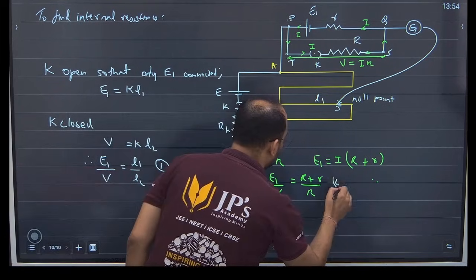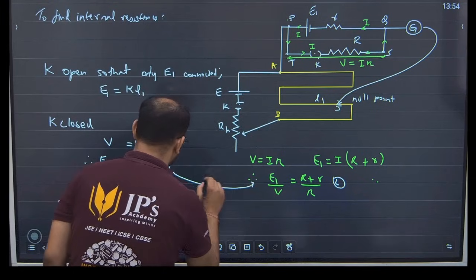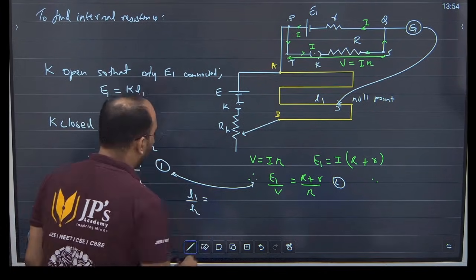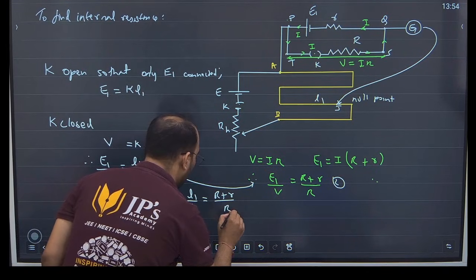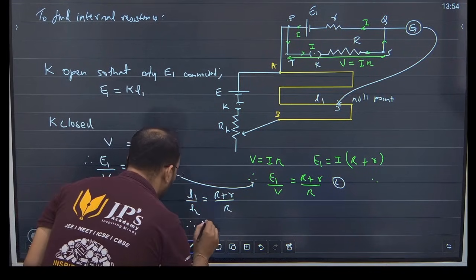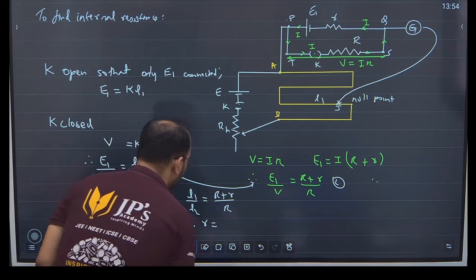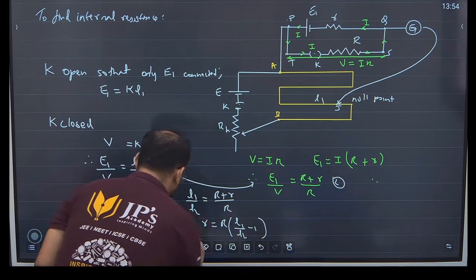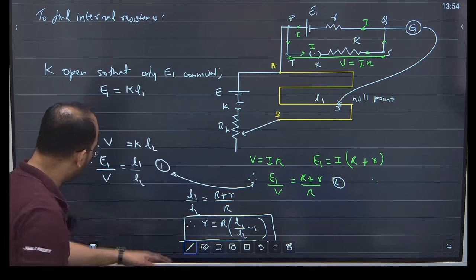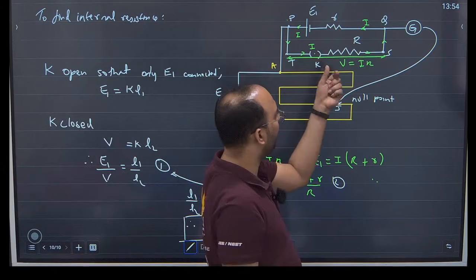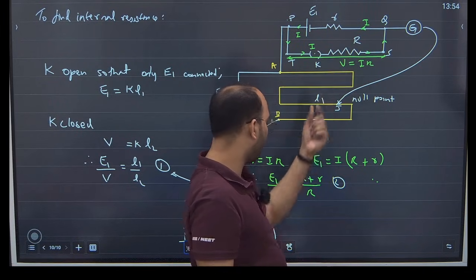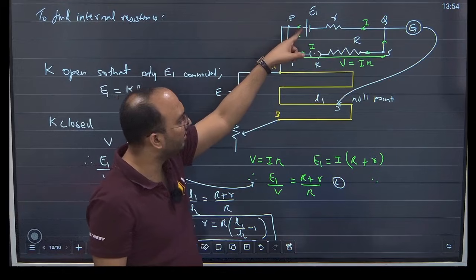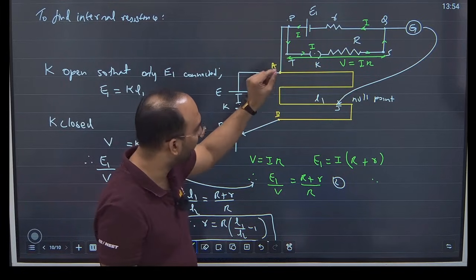This is relation number 2. Combine these two relations. What do you get? E1 by V, whose value is L1 upon L2, is equal to R plus r upon R. Solve this, you should be getting the value of r, which will be simply R into L1 upon L2 minus 1. The resistance R is what we have put in ourselves, we know the value of the external resistance. L1 and L2 are balancing lengths: first when only E1 is connected, second when we connect the resistance as well.